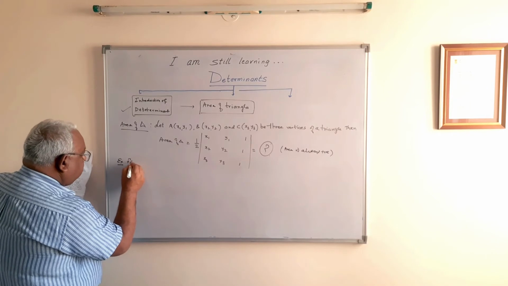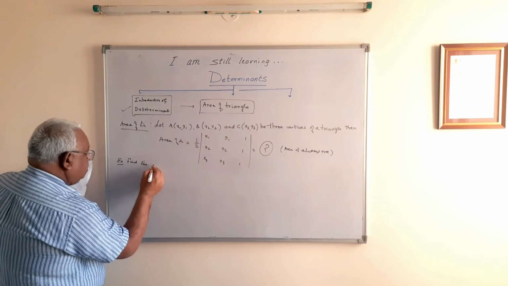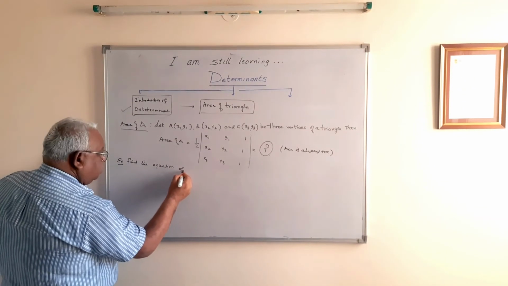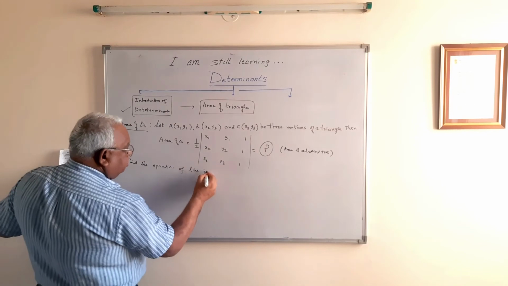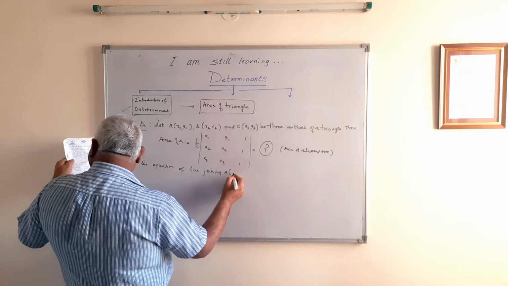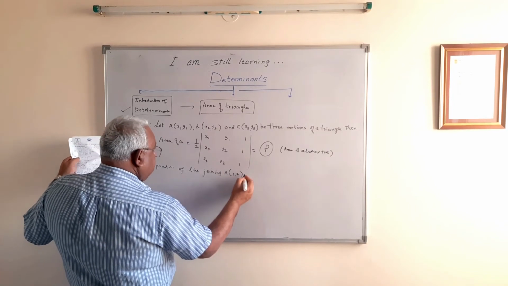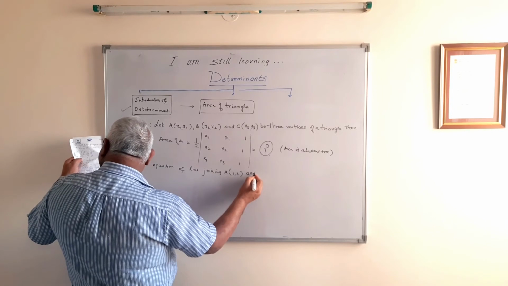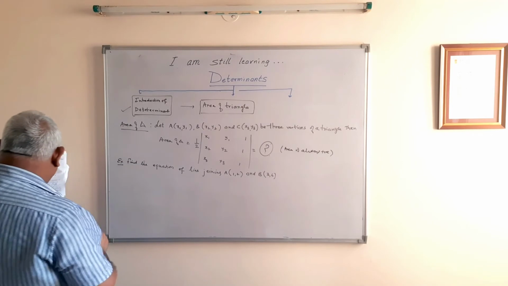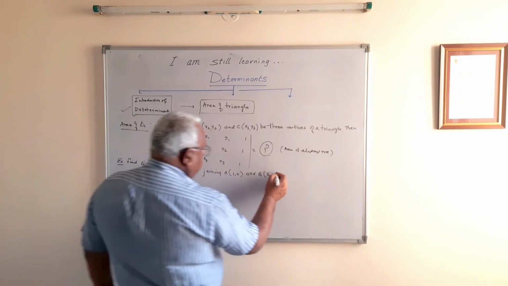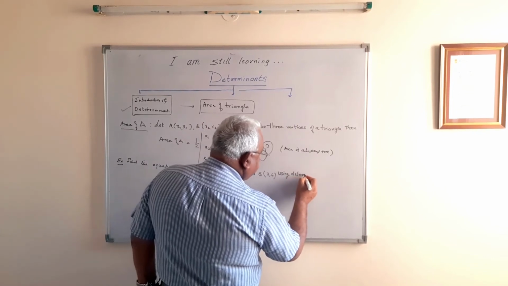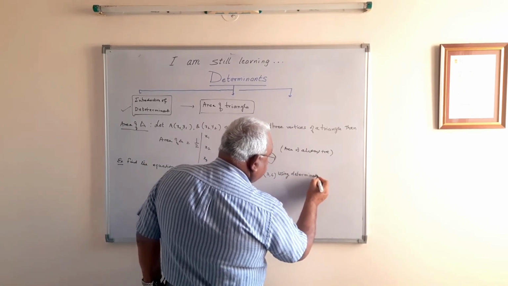Find the equation of line joining A(1, 2) and B(3, 6) using determinants.